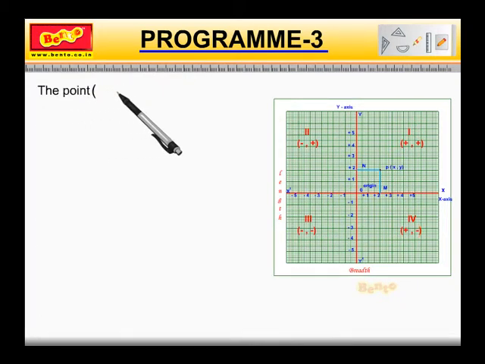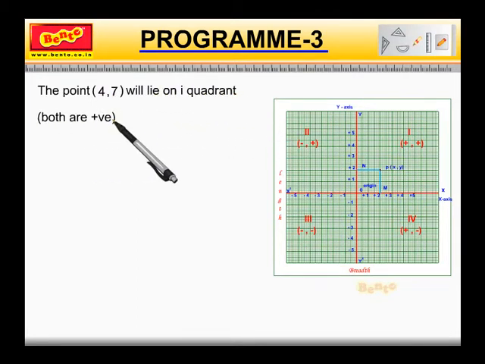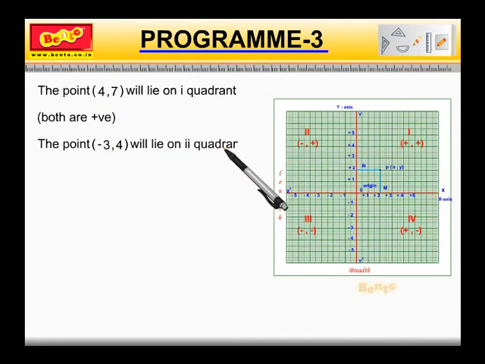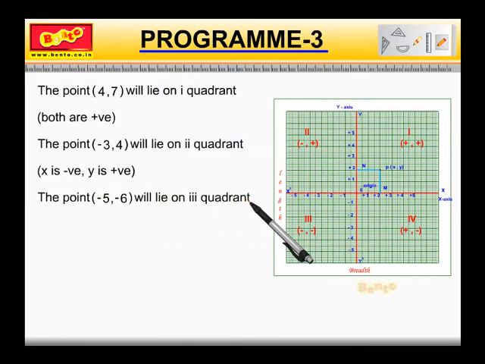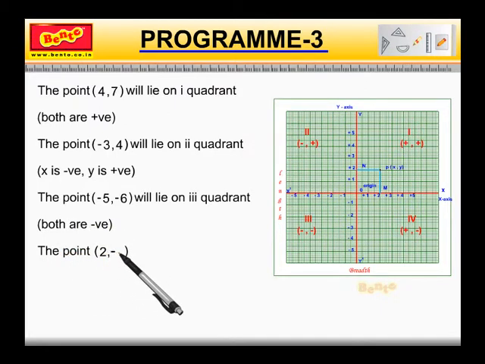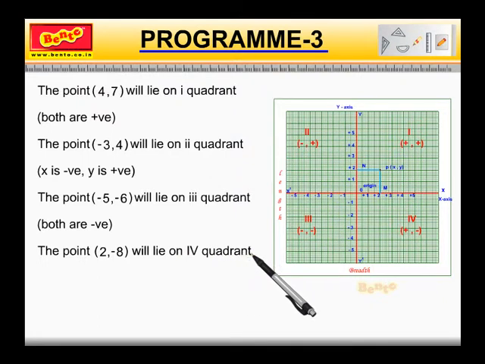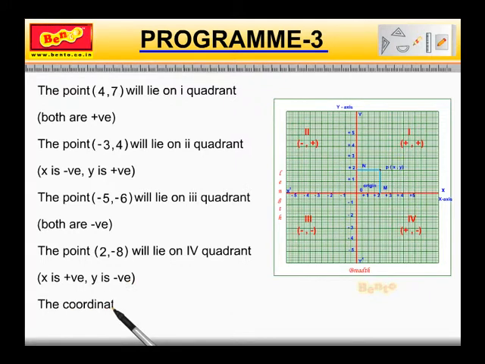The point (4, 7) will lie in the first quadrant, both are positive. The point (-3, 4) will lie in the second quadrant, that is x is negative, y is positive. The point (-5, -6) will lie in the third quadrant, that is, both are negative. The point (2, -8) will lie in the fourth quadrant, that is, x is positive, y is negative. The coordinates of the origin are (0, 0).